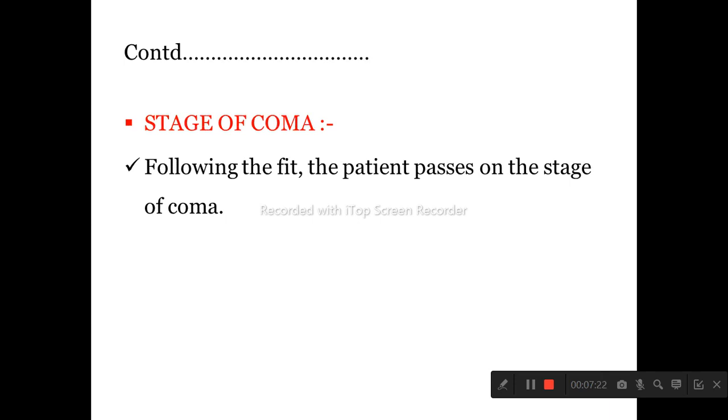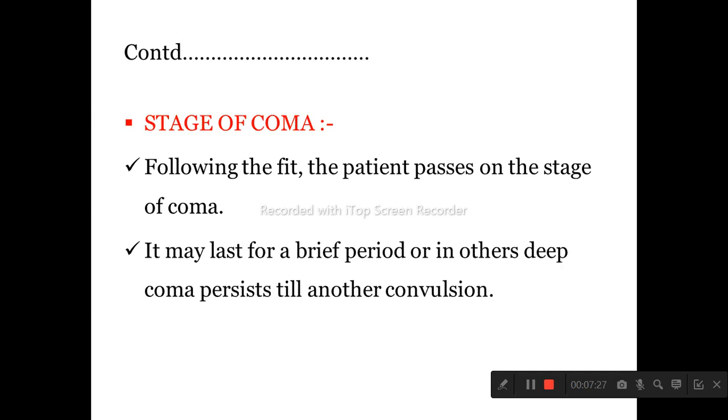Stage of coma. So following the fit, the patient passes on to the stage of coma. Then it may last for a brief period, or in other cases deep coma persists till another convulsion. If we ask the patient what happened during these things, the patient won't remember what happened during this period.